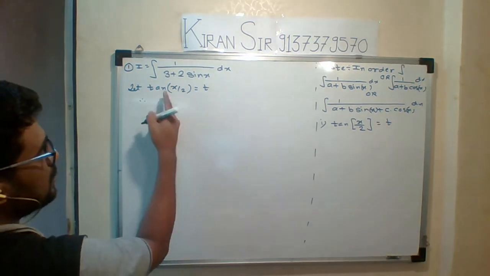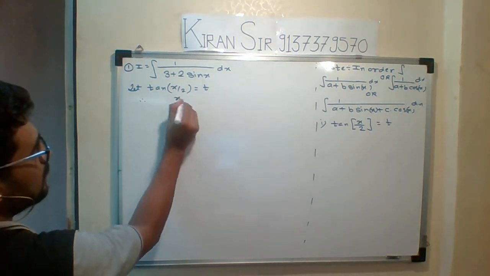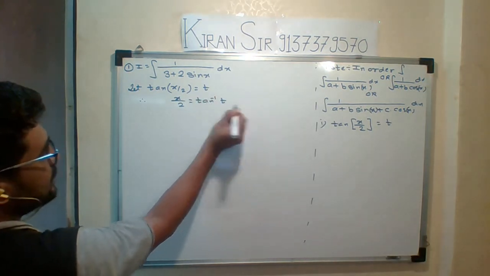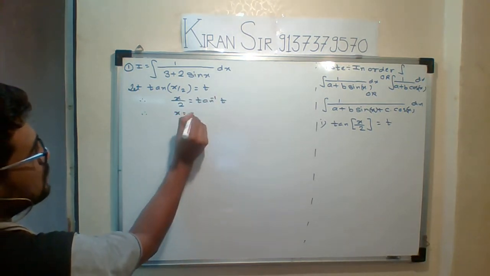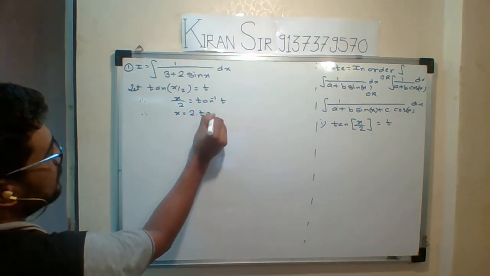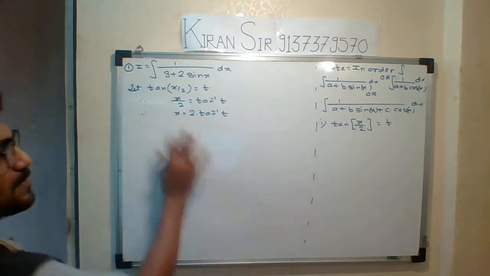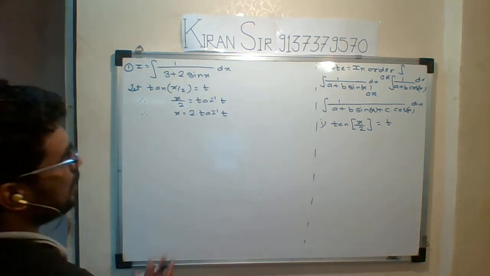All of you consider, I will shift this tan over there. So x by 2 will remain here, and tan going over there, what will it become? Tan inverse of t. So x equals 2 times tan inverse of t. Okay, this is a fixed step, it never changes. After that, what will I do?